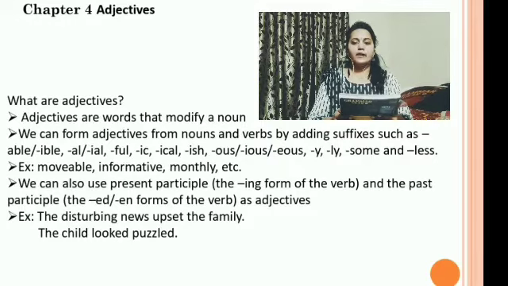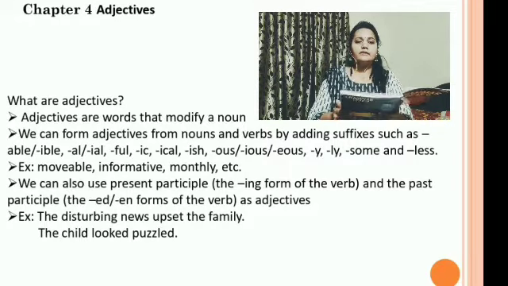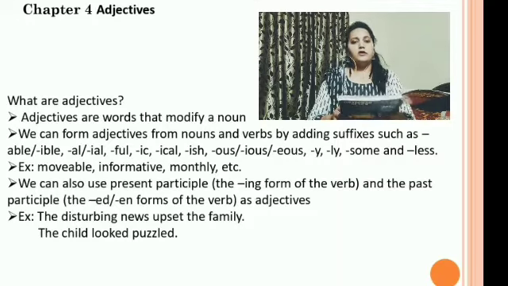For example, you can add suffixes like able, ible, ial, ic, ish. Then you have other suffixes like some, less, then ative, ive, and so on. All these suffixes are mentioned in your book.